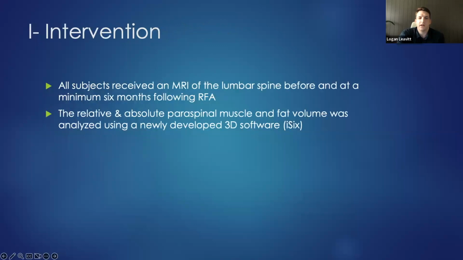All right, and looking at the interventions, like we already mentioned, basically all the subjects received an MRI of the lumbar spine at some point before they did the analysis. So before RFA, they had a lumbar spine MRI, and then at least 6 months following RFA, they had another MRI of the lumbar spine. So before and after, and it's good that they had a comparison, right? They were able to see, okay, here's what the spine looked like before the procedure, and here's what the spine looked like after the procedure.